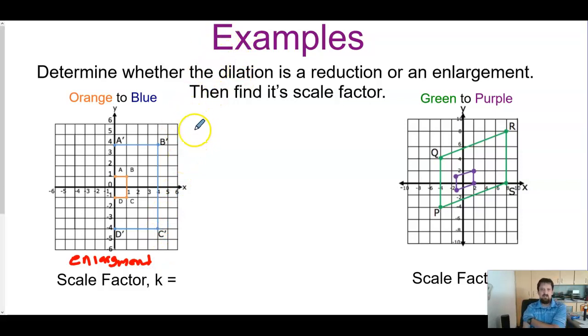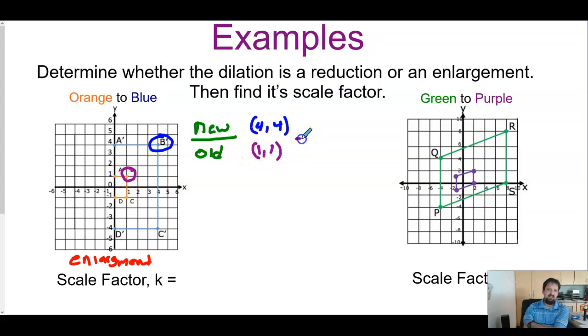The way we find it is you're going to take a value from your new image and put it over a value from your old, or original, image. So what we're going to do is choose a coordinate. It's got to be the same coordinate from each image. So if we're looking at the new image, which is my blue, let's take a look at the top right vertex. And there it looks like the ordered pair would be 4, 4. Okay, now if we take a look at the old image, we still have to use the top right one, which is right here. The ordered pair for that one is 1, 1.